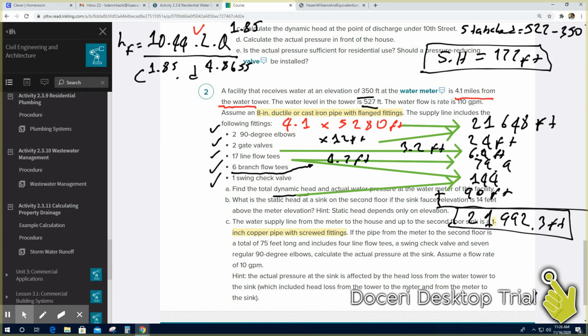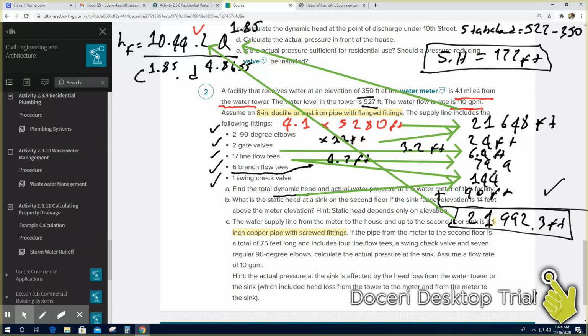pipe, including fittings, guys, goes here, the L. So you are supposed to substitute this L with this number, 21,992.3 feet. And then the Q is given on the question, the Q is given to us, 110. So I can substitute the Q with the 110.